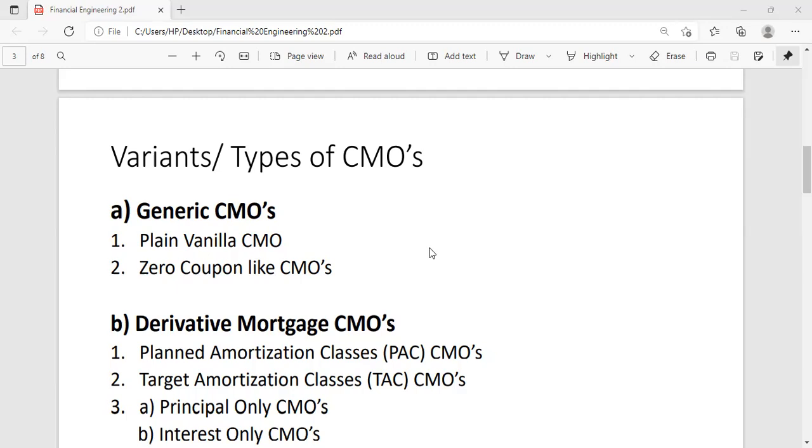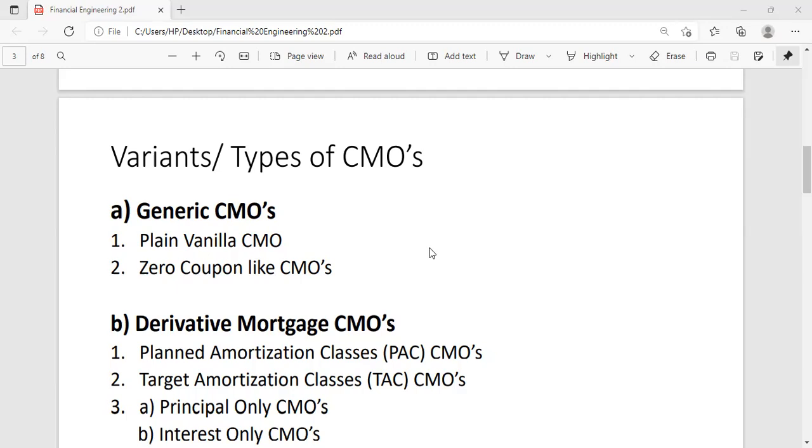and CMOs reduce the prepayment risks. In that case, let me go through the accretion. Okay, the zero coupon like CMOs, as I referred to in my lecture, are sometimes called accrual bonds, accretion bonds, or Z bonds.